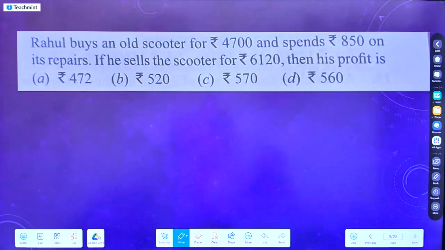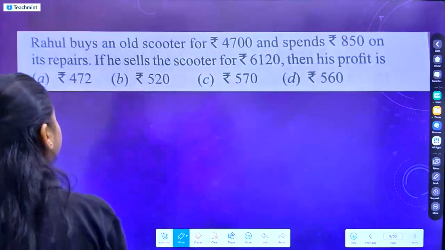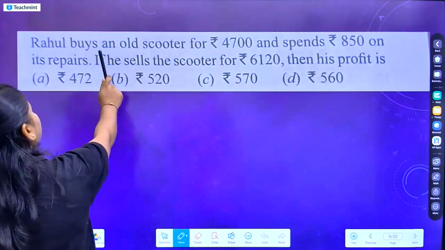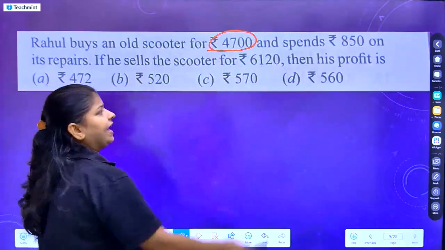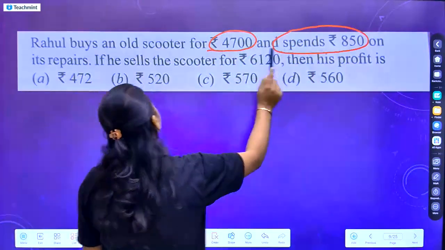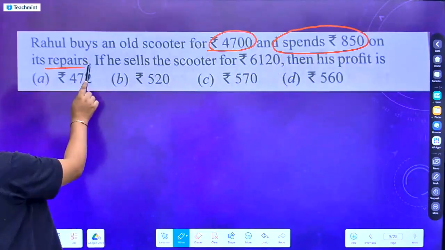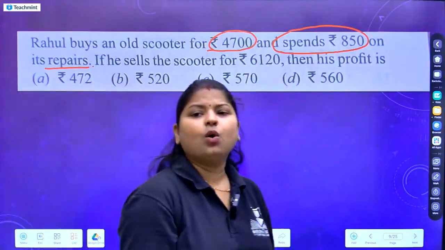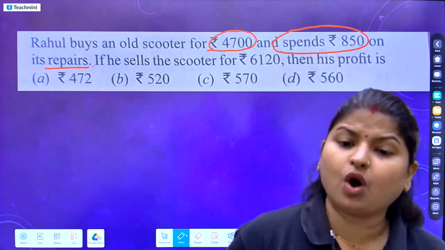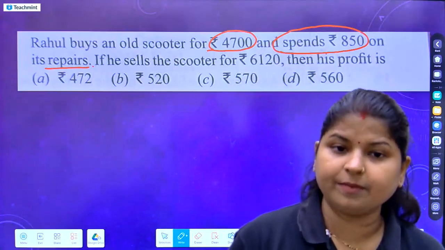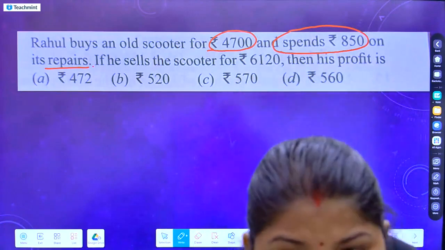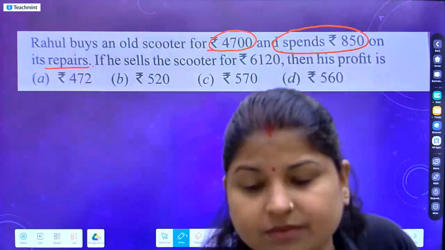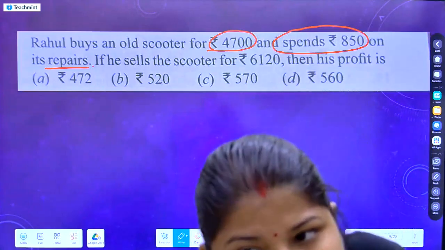Okay, let us see, beta, how we will do it. The question says, Rahul buys an old scooter for rupees 4,700 and spends rupees 850 on its repairs. Okay. One concept that you always have to remember is, yes, Mognish, want to ask something? Your mic is on. If no, then please do turn it off, beta.